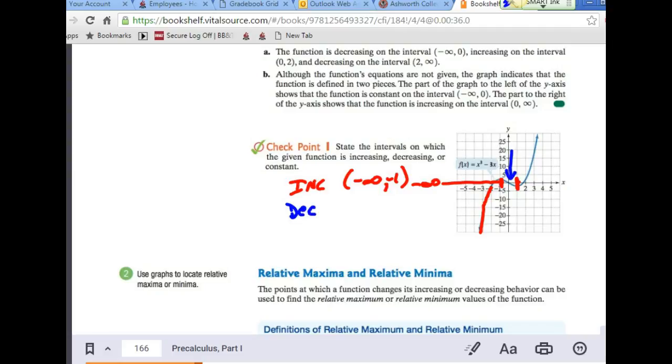So I would write decreasing from -1 all the way to +1. That's a short distance, but that's where the graph is actually going down. And then it changes direction again at that point and starts going upward or increasing. So that interval would be from +1 to way out here, which they consider to be infinity. So the two in red here are where it's increasing, and the one in blue is where it is decreasing. Okay. Hope this was helpful.